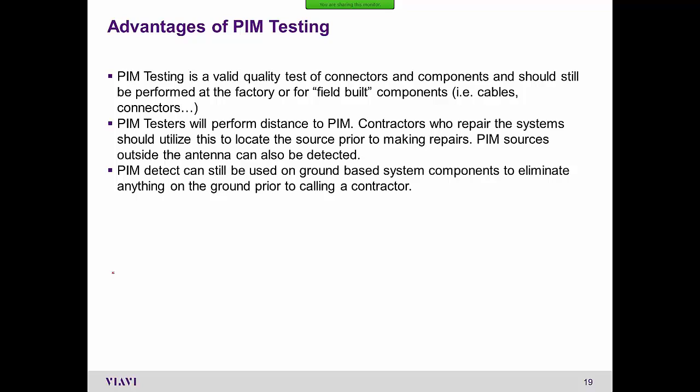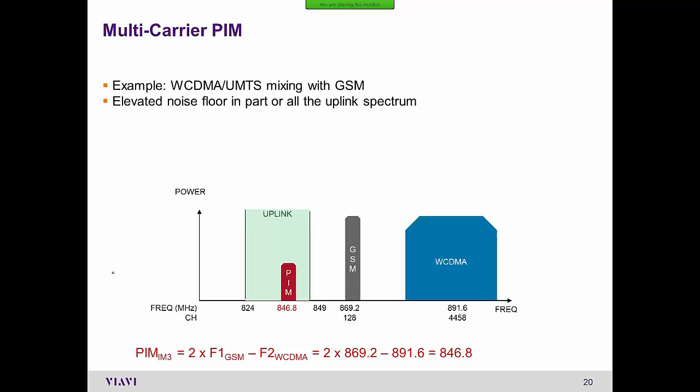You can still use PIM Detect on ground-based systems. For example, if you have jumpers at the ground level, or it's a rooftop site where you have access to all the components, you can still use PIM Detect because you will see PIM on the device, and you can do a tap test and see what happens when you stress connectors a little bit by tapping on them or applying a little bit of pressure to the connector. That will still show up on the analyzer and give you an indication of PIM.